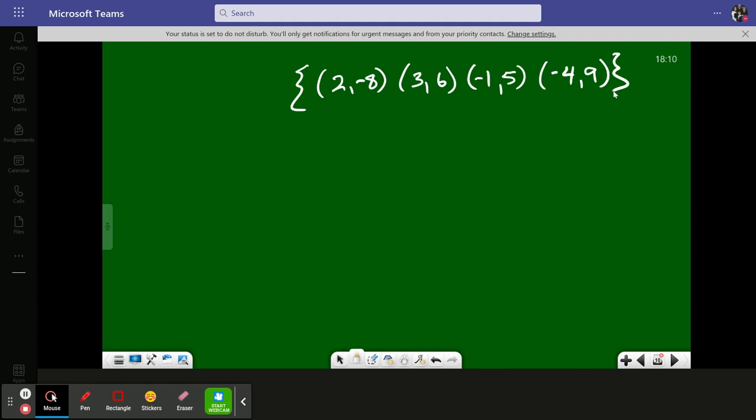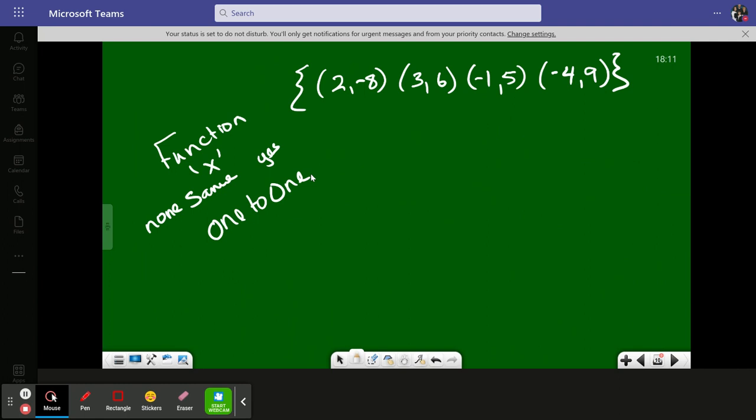Is this a function? Yeah. How do you know? Because no x or y is the same. So for the question of function, I have to look at x. None of them can repeat. None of them can be the same. If none of them are the same, then yes, it's a function, right? But I'm not going to ask you. I'm going to tell you it is a function. I'm going to ask, is it 1 to 1?